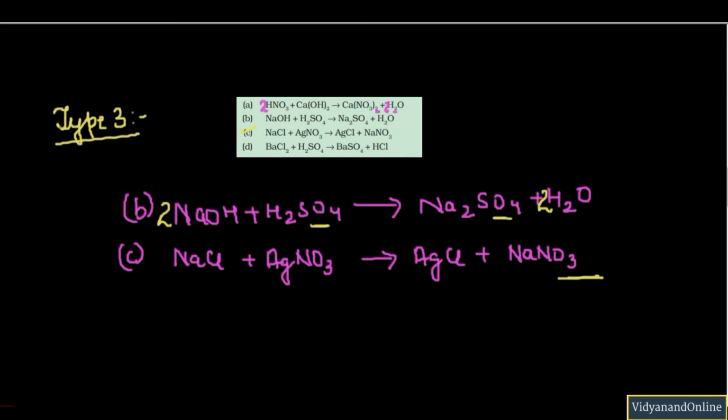Now we look forward to the next equation, which is BaCl2 plus H2SO4, and it is giving me BaSO4, barium sulfate, along with HCl. Okay, so first of all we look for a metal. So barium is a metal here, and see if it's balanced or not. So see, it is balanced, barium and barium they are balanced.